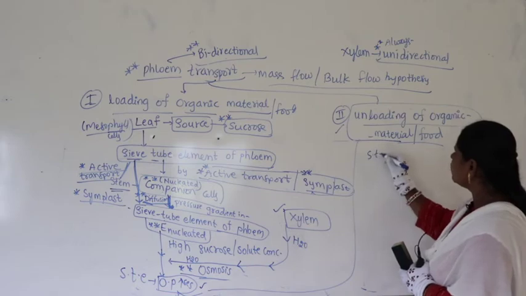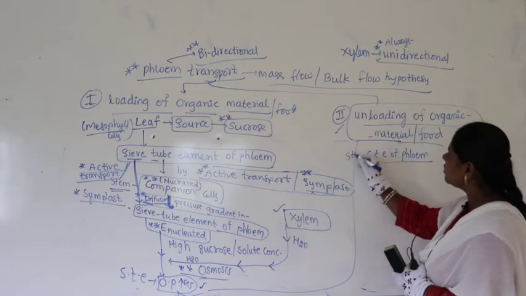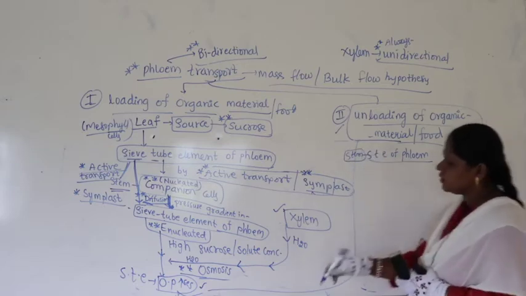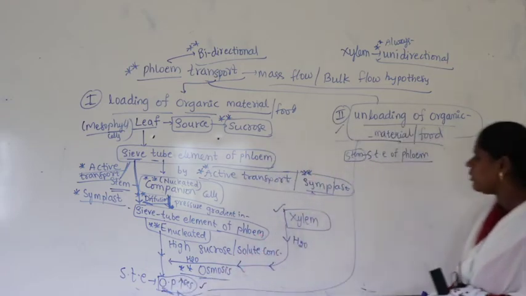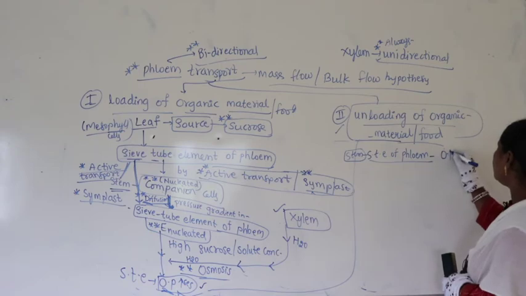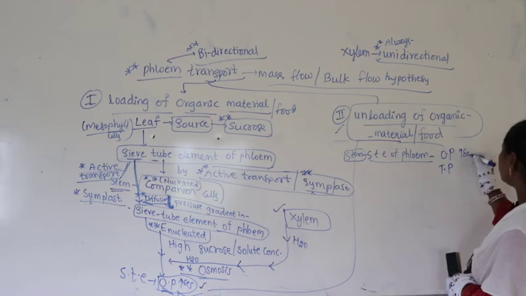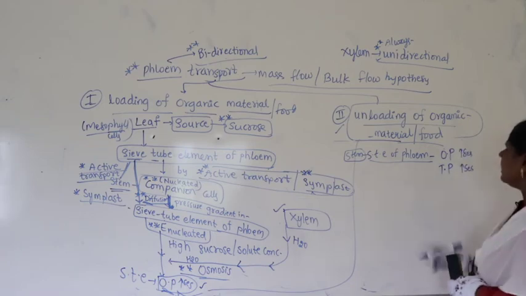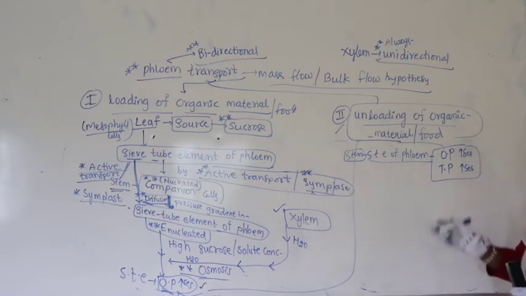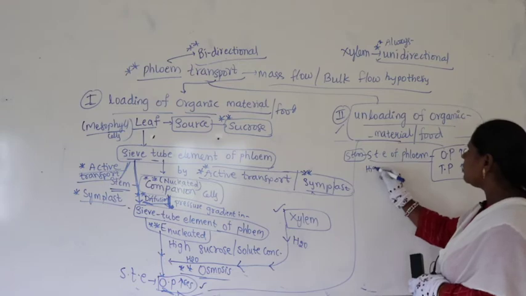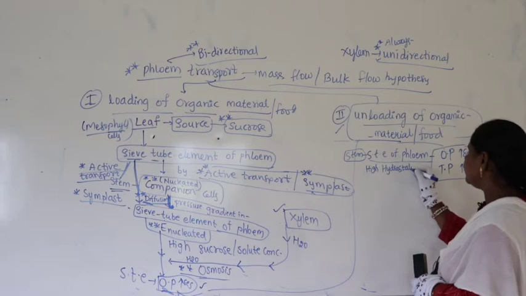So, what happens in the sieve tube element of phloem? Where are we in the discussion? We are in the discussion about this step. So, within this, what is OP? Osmotic pressure. Not only the osmotic pressure, it also causes turgor pressure. Turgor pressure increases, osmotic pressure also increases within the sieve tube element of the phloem, and it also creates what? High hydrostatic pressure.